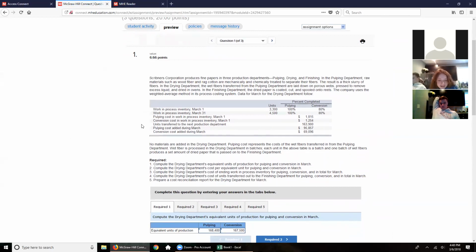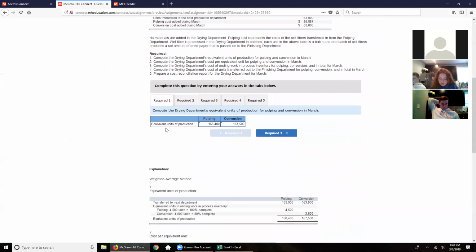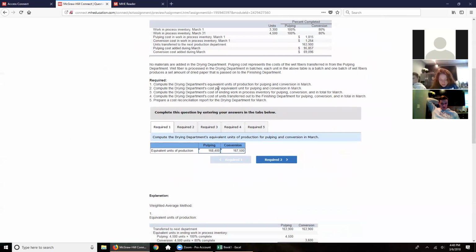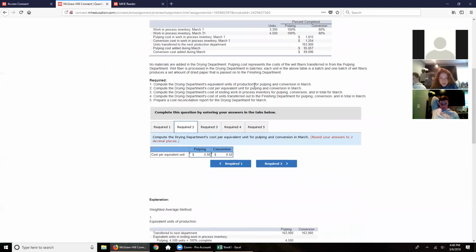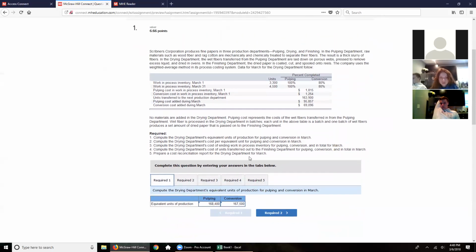Yes, equivalent units of production. Cost per equivalent unit, et cetera. Let's see. The homework wasn't too terrible. So let's see. Cost per equivalent unit, cost of ending work in process. Okay. Yeah, so can I say in general here?